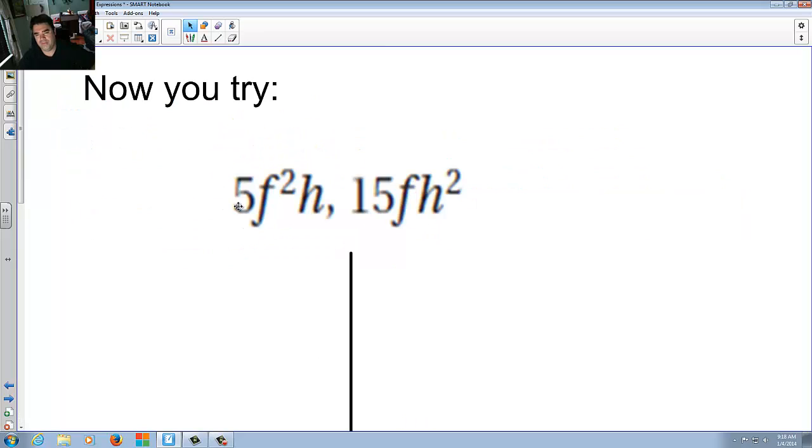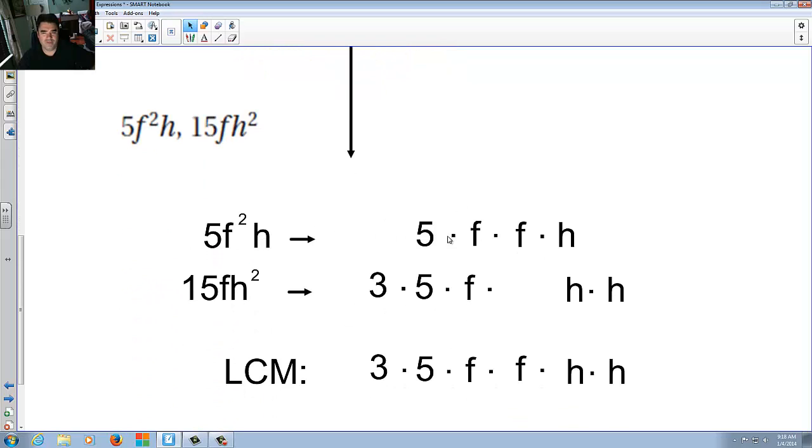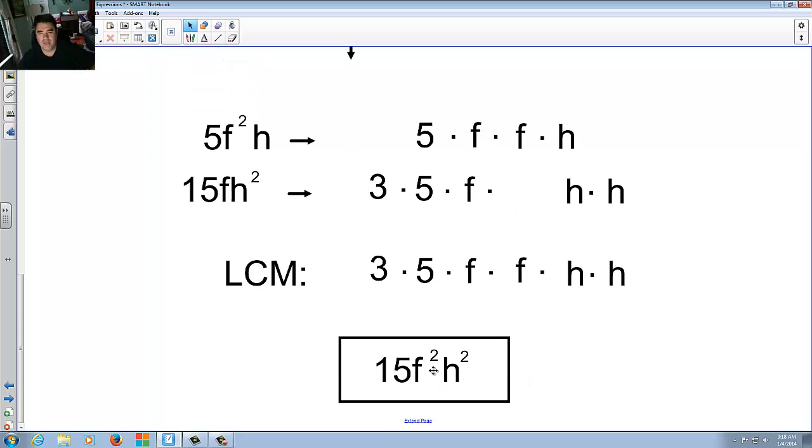Now you try 5f squared h and 15f h squared. Go ahead this time. See how you did. 5f squared h, 5 times f times f times h, 15f h squared, 3 times 5 times f times h. There's 3. We'll take a 5. We'll take 2 f's. We'll take 2 h's. And that is your least common multiple.